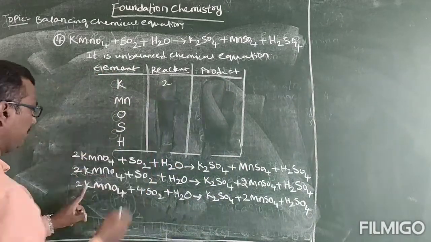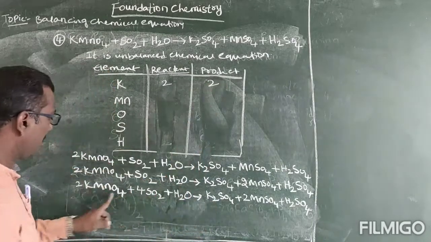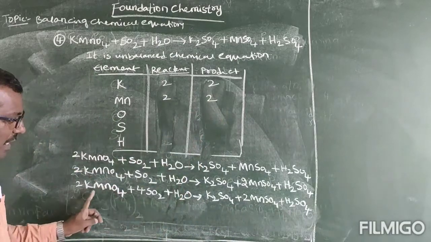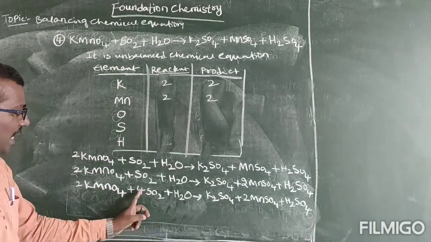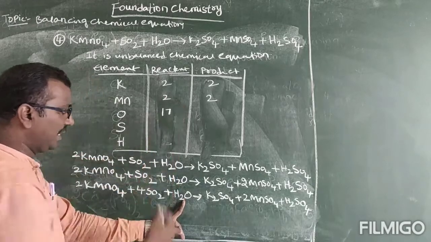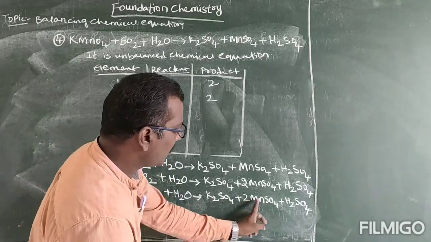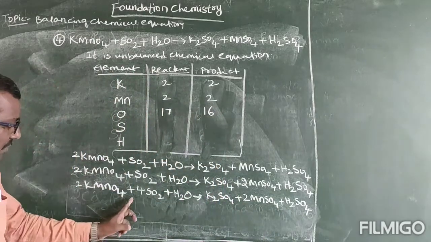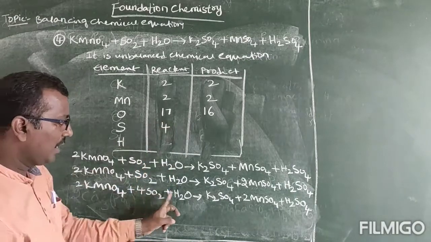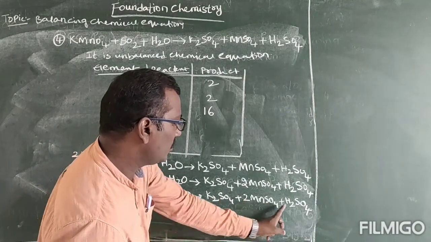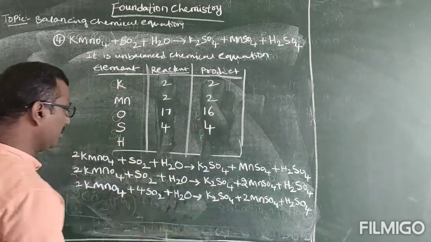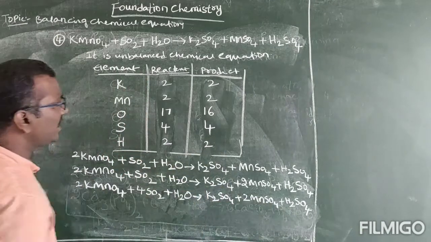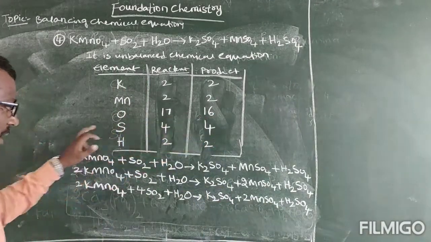2K, 2K. Manganese are 2 and here also 2. Oxygens, 4 2s are 8, 4 2s are 8, 16 plus 1, 17. And here 4 2s are 8 plus 4 is 12, 12 plus 4 is 16. And sulfur, 4. And here 2, 3, 4. Hydrogens, here 2 and here 2. So what is not balanced? One even and one odd.